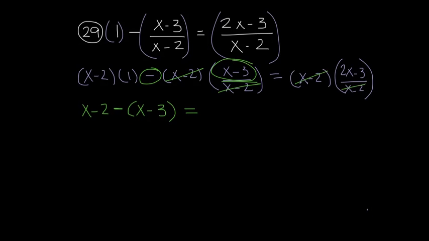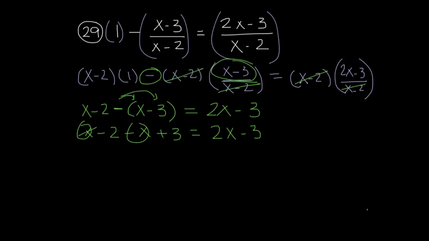Equals, my x minus 2's cancel, so I get that 2x minus 3. If I distribute that minus sign then, I get x minus 2 minus x plus 3. I distributed the minus sign into the parentheses, or negative 1 into the parentheses. Equals 2x minus 3. X minus x cancels each other out. Minus 2 plus 3 is positive 1. Equals 2x minus 3.